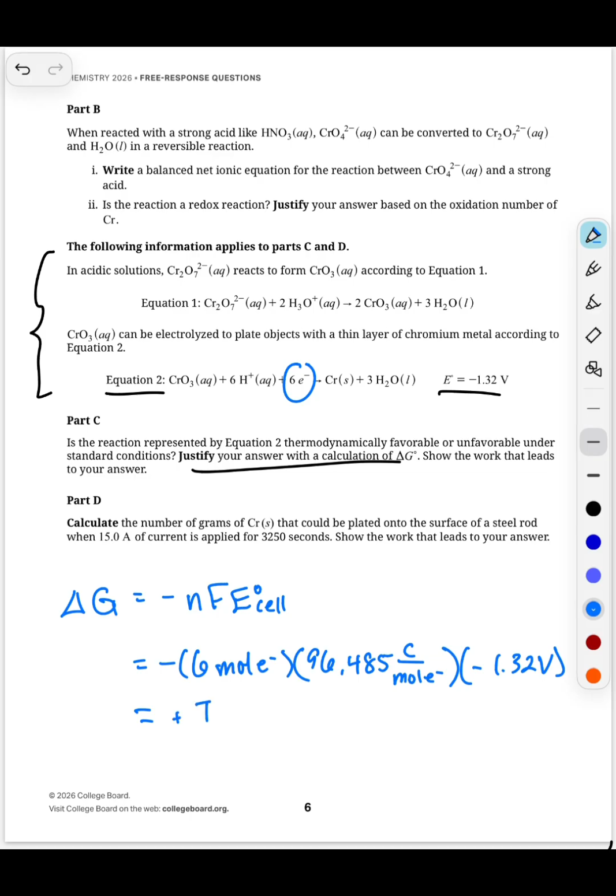So then we get positive 764161.2 kilojoules per mole of reaction. And that is our evidence here, where now because delta G is greater than 0, it is going to be considered unfavorable. And then we have our calculation to justify our prediction.